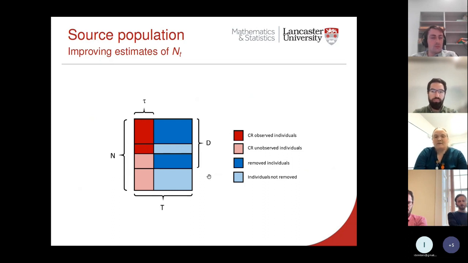And then when I was presenting the initial Jolly-Sieber model, I mentioned the individuals who are not captured at all. That's this bottom block where you've got pale red and pale blue. So those are the individuals who were not caught in the capture-recapture and not caught in removals either. So you can see that we've got capital D observed individuals, and that corresponds to some who are in capture-recapture and removals, some who are just in capture-recapture, and some who are just in removals.